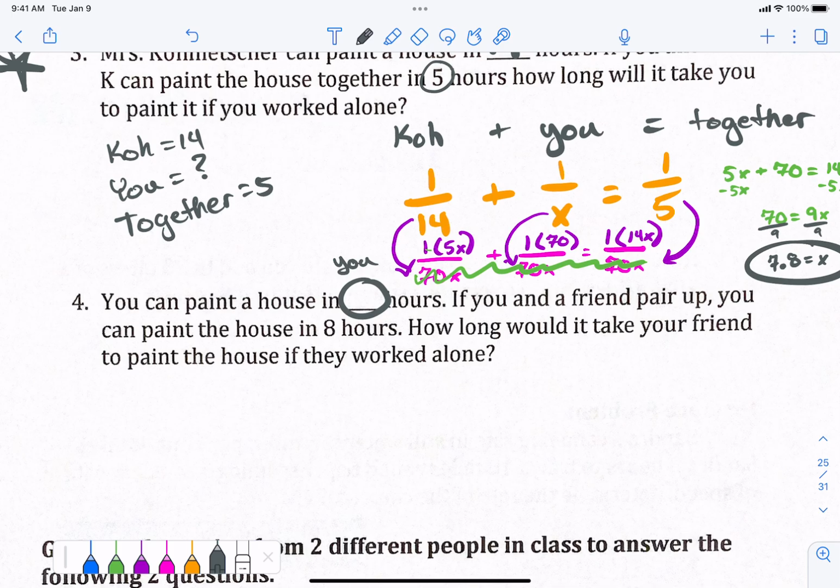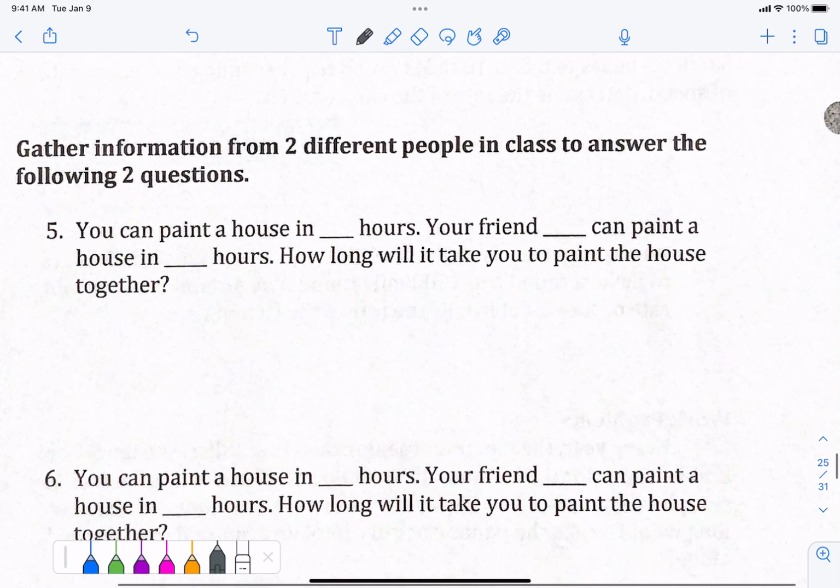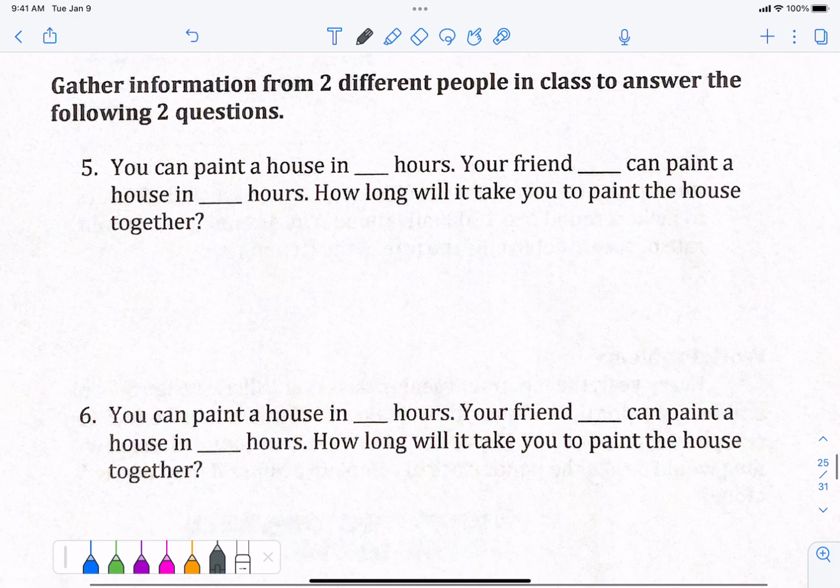Let's go through 5 and 6 so you understand what you're doing. You are going to have to partner up with somebody sitting at your table. You can paint a house in, insert your number here. This is you. Your friend, I'm going to pick Megan because she's sitting next to me. Megan can paint a house in how many hours?